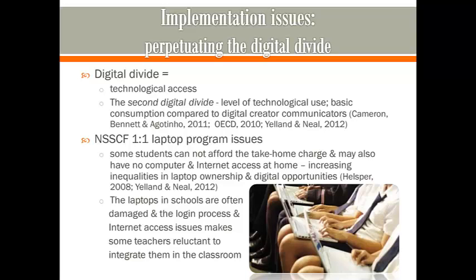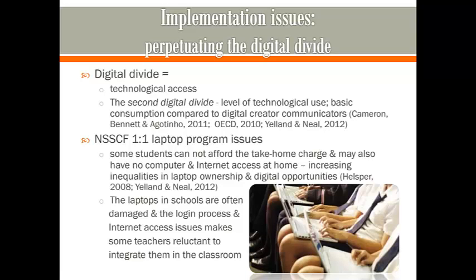This presentation is more about what the OECD has termed the second digital divide. And that's all about the actual level of technological use by students. So we've got students that vary between the basic consumption of digital media compared to those that are thinking at a higher and advanced level of technological use. And those are the ones that are actually creating digital communication and participating in inquiry-based learning through digital means.